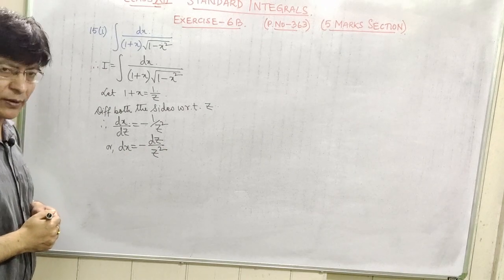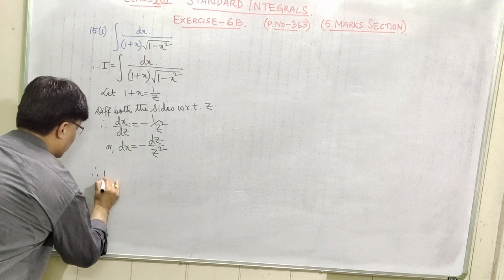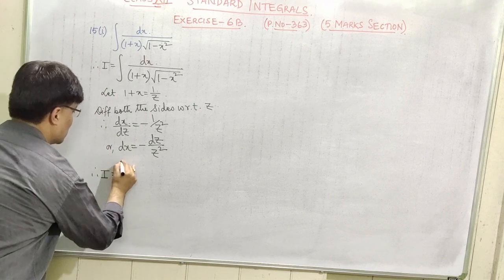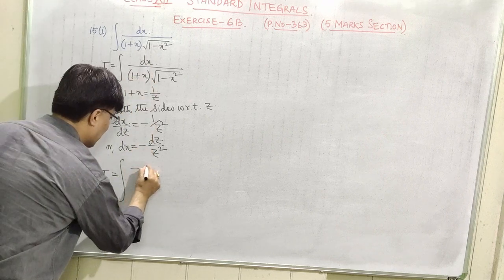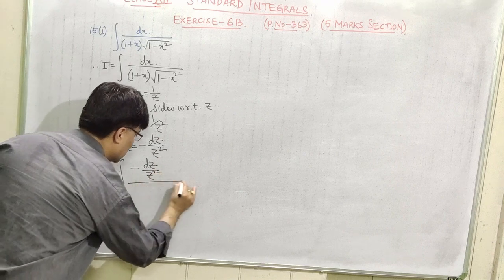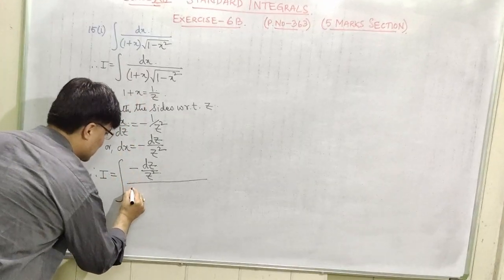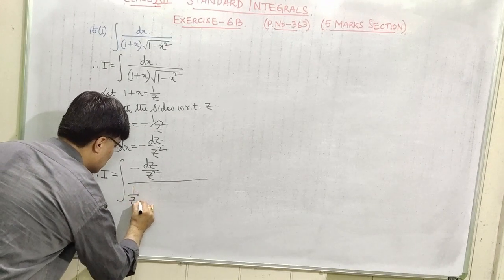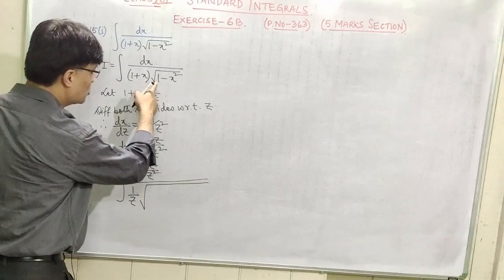So I think you have understood it. Okay. So let us put these values in I. So I is equal to integration of, what is dx? It is minus dz upon z square. And in the denominator, what is 1 plus x? It is 1 by z. Then within the square root, there is 1.